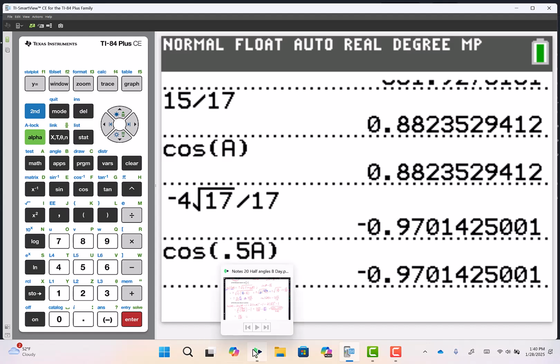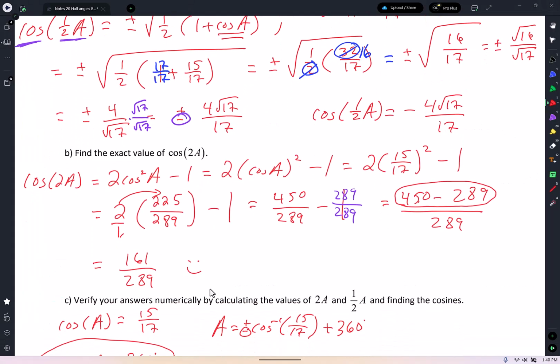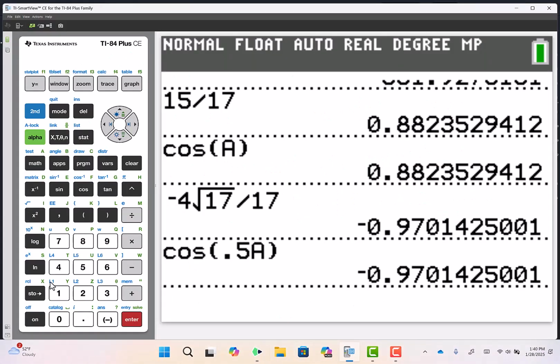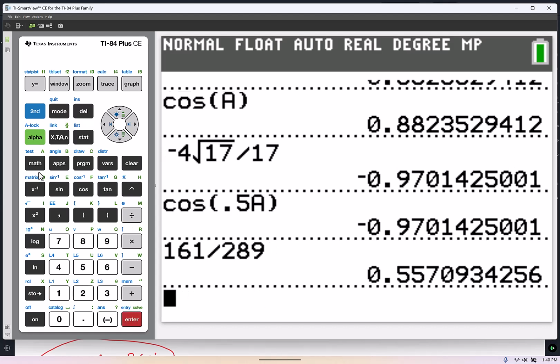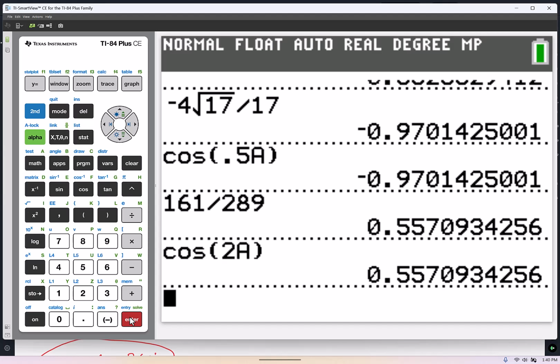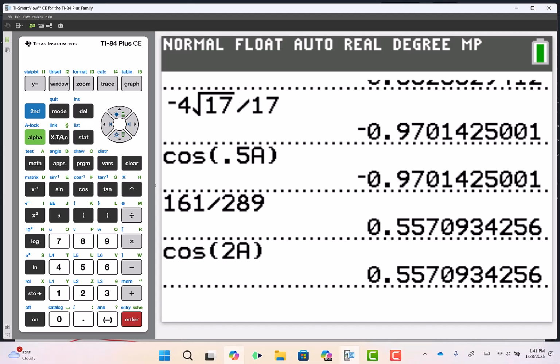No, for real. I think that's so cool. Like, look at all these formulas, how they're just perfect. Look, my double angle, 161 over 289. Let's see what that is. 161 over 289. Push enter. And now look, cosine of 2A. Let's see. I'm not fake, guys, so we better get the same thing. Look at that. Oh, are you not entertained? Cool. Yeah, man. Really cool. Heck yeah, it's really cool.